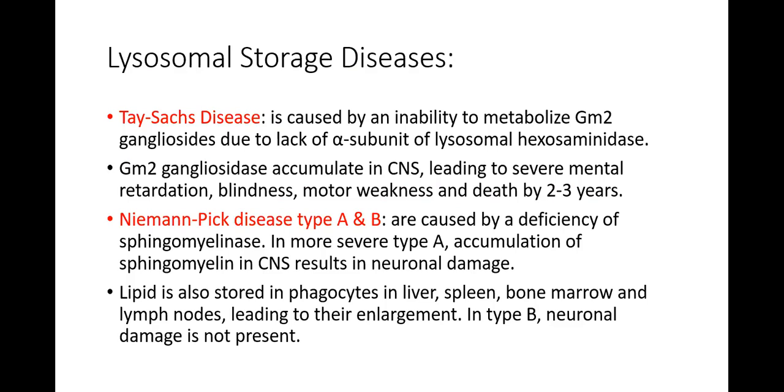Next is Niemann-Pick disease. Niemann-Pick disease has two types, type A and type B. They are caused by deficiency of sphingomyelinase. In the more severe type A, accumulation of sphingomyelin occurs in the central nervous system, resulting in neuronal damage.